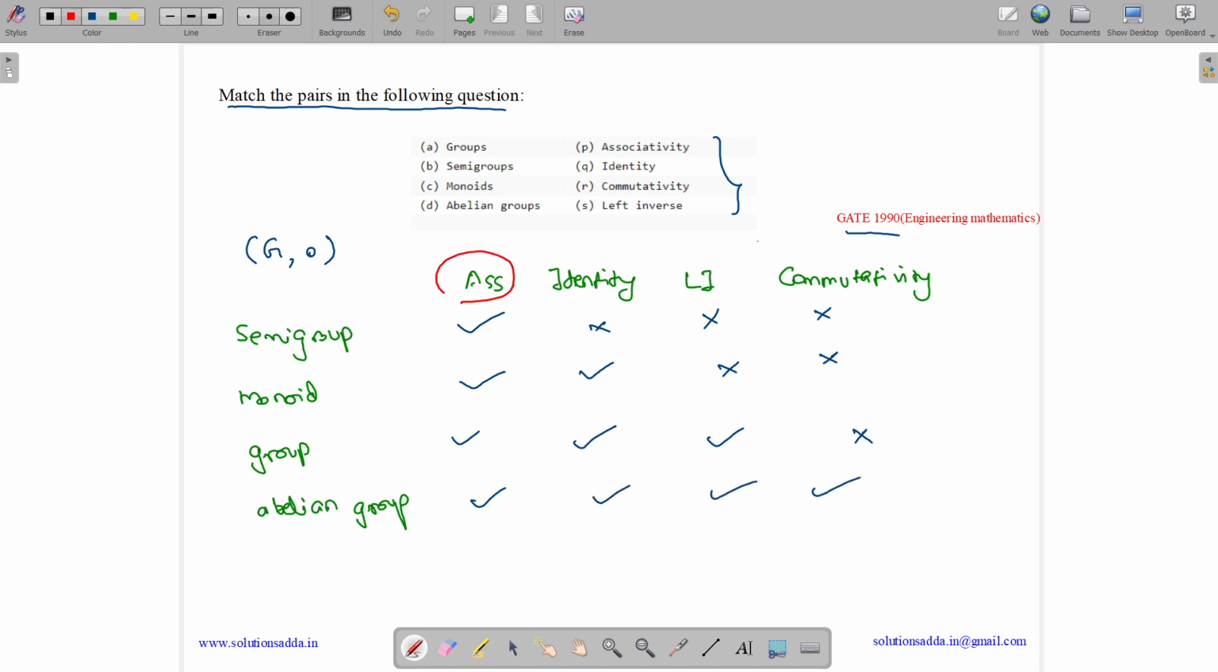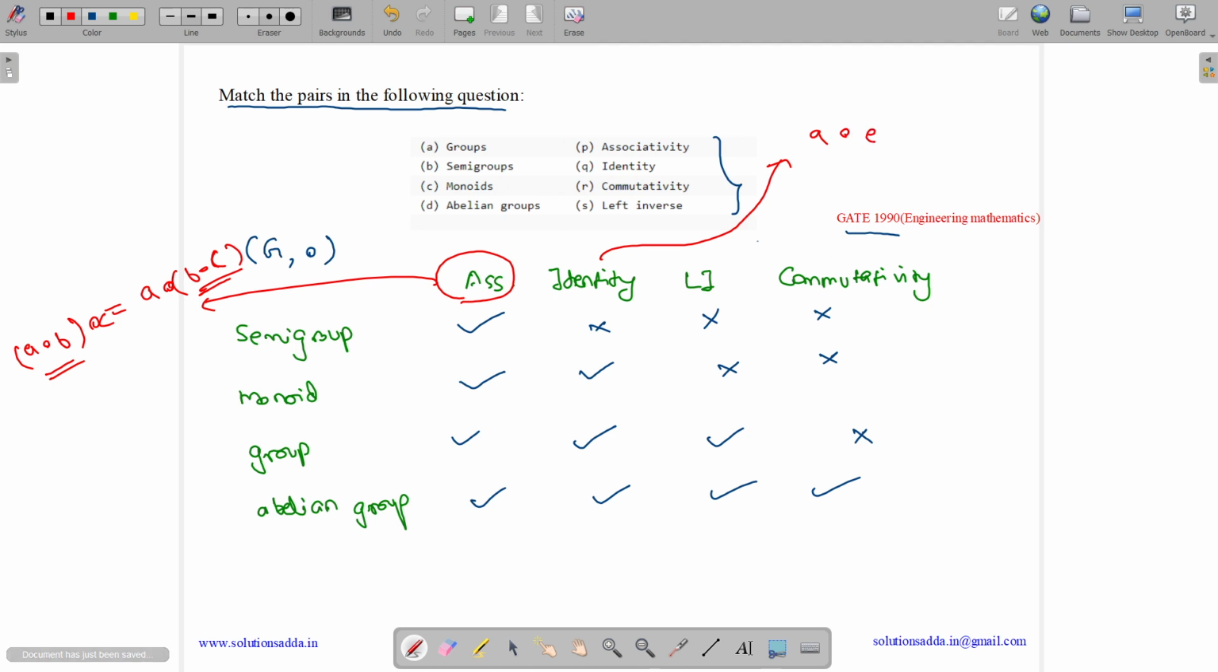What is associativity property? It says (A operation B) operation C should be equal to A operation (B operation C). It does not matter whether we perform first the operation with B and C or with A. Associativity property says this. What is identity property? It says that there must exist an element E such that when A is operated on the element, we will get the same element.